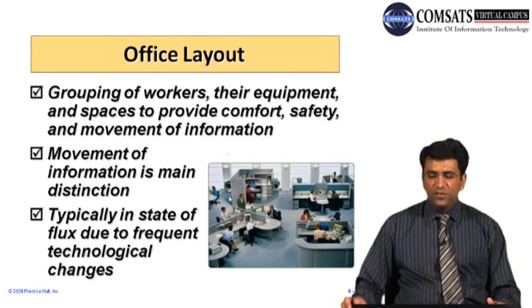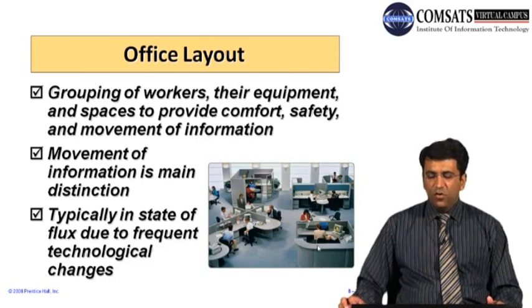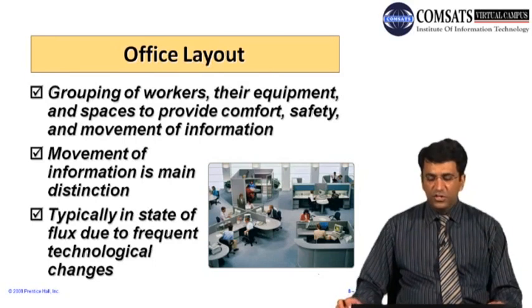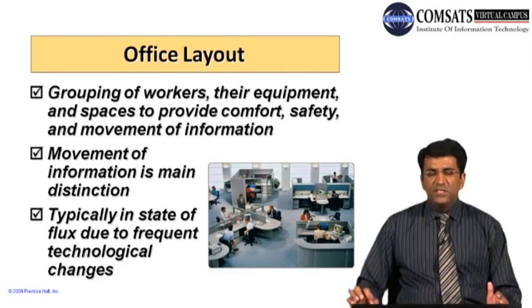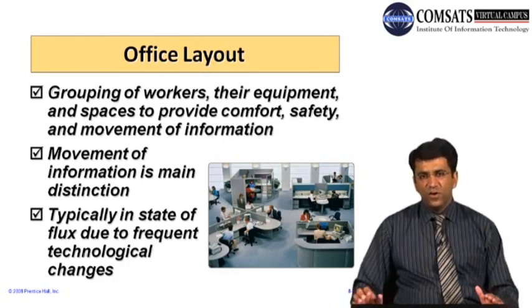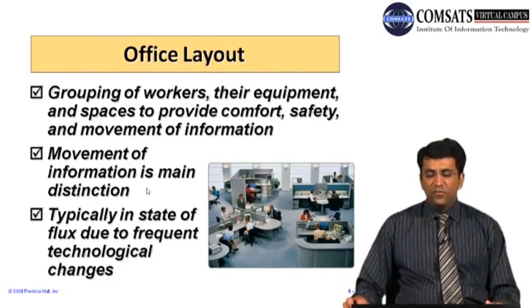You can see in this particular figure that this is a type of layout for our office where all of the workers can easily communicate with each other. The furniture is designed in such a fashion that there will be chances of effective and efficient communication between all of these workers. So this type of layout is always desired for offices so that they can have better movement of information as well as better movement of workers from one department to another department. Movement of information is a main distinction, typically in a state of flux due to frequent technological changes.